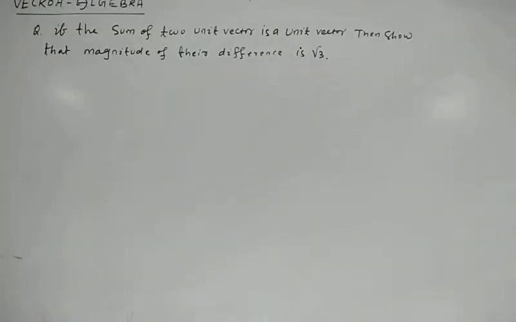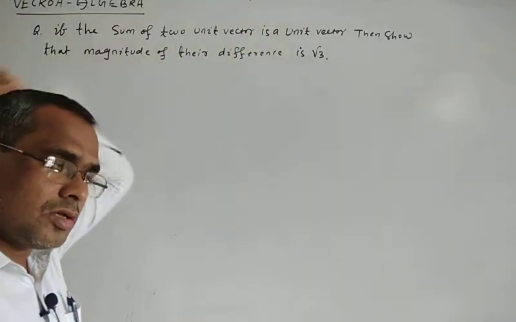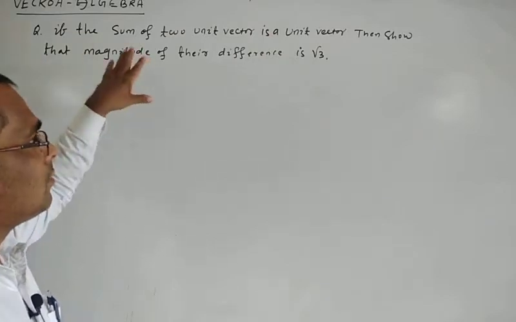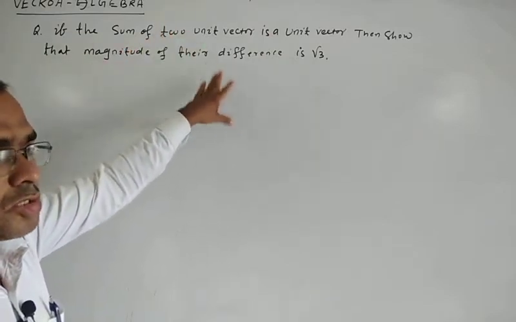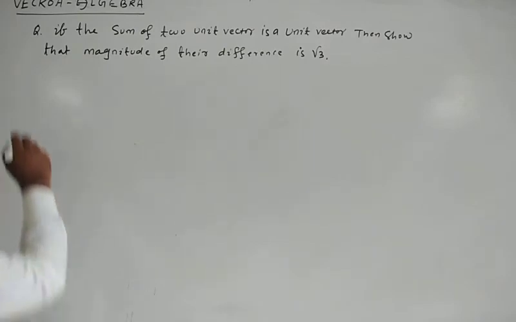Okay, so here what is given? The sum of two unit vectors is a unit vector. Now you prove that the magnitude of their difference is root 3. Okay, proof.